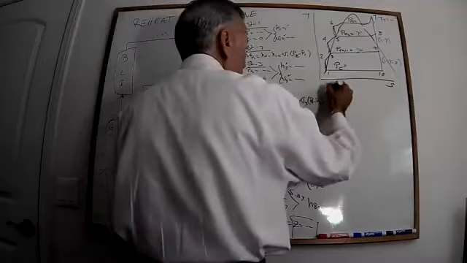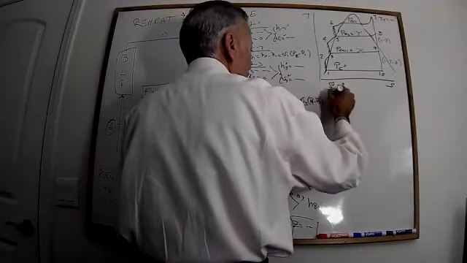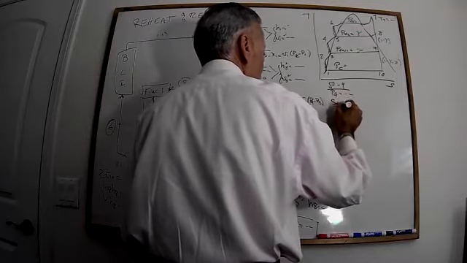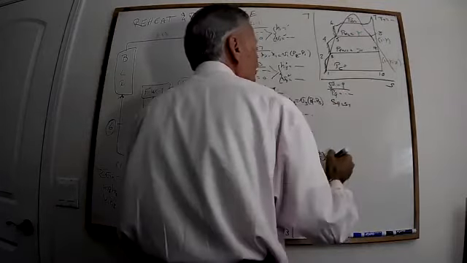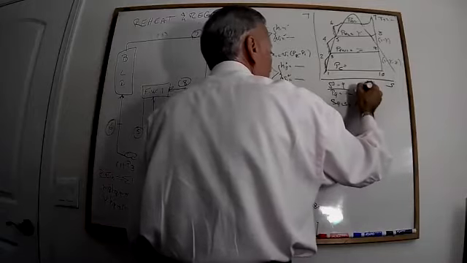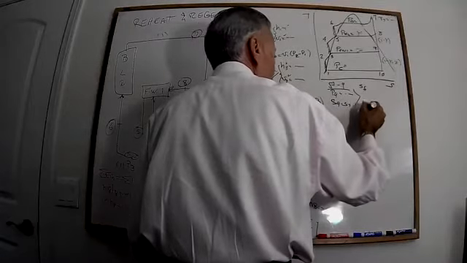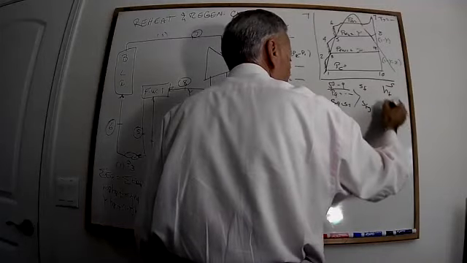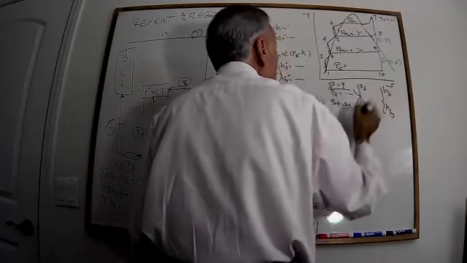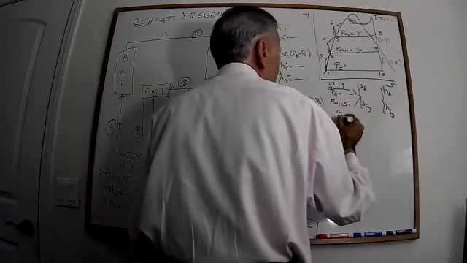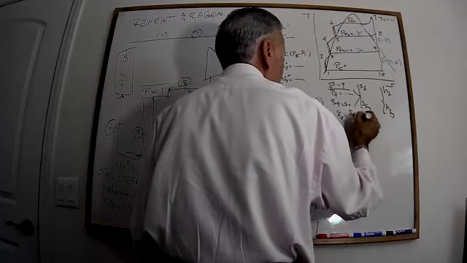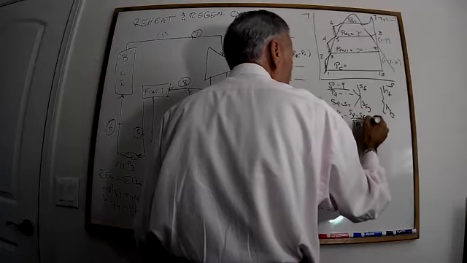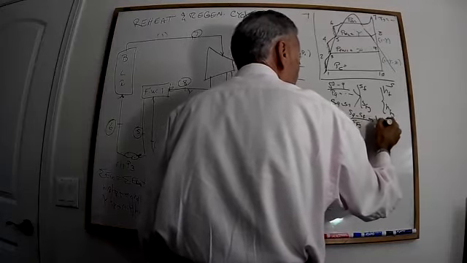Now we come to state 9. We have P9 and S9 being equal to S7. Then you find S of F, S of F of G, H of F, H of F of G. And then X9, of course, is S9 minus S of F divided by S of F of G. From there, you find H9.